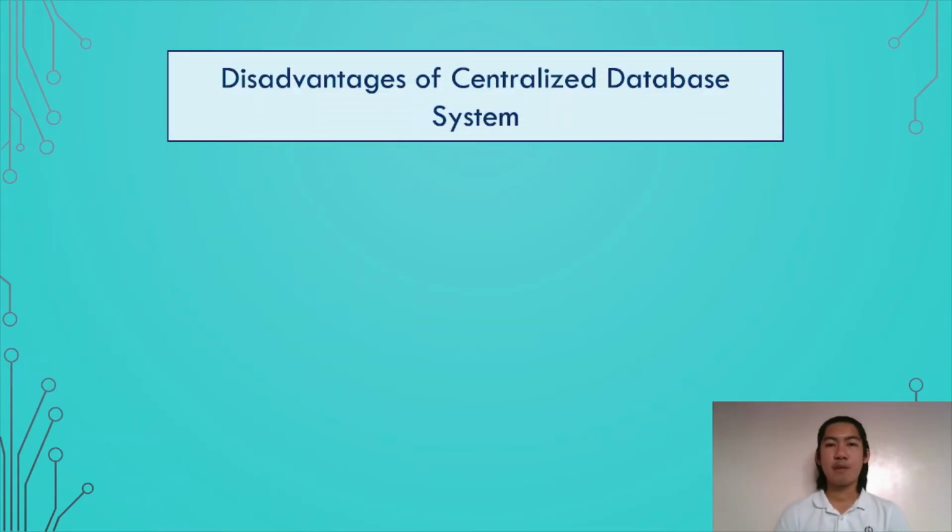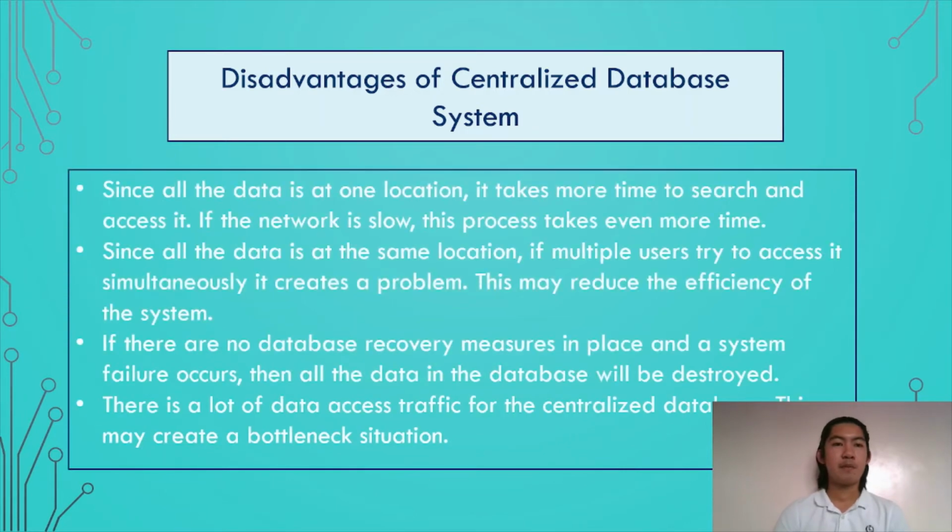Next is disadvantages of centralized database system. First is since all the data is at one location, it takes more time to search and access it. If the network is slow, this process takes even more time.